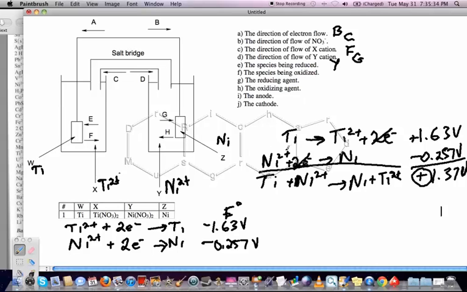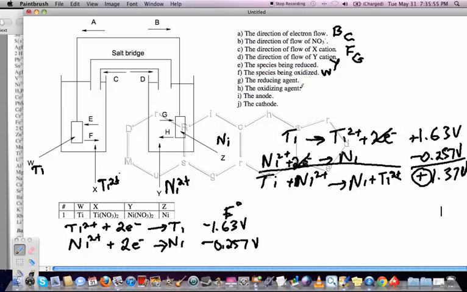Species being oxidized, that will be the one that's going up in charge, so this is going from 0 to 2, so it's being oxidized. The other thing is that it's losing electrons. Oxidation is loss of electrons. The electrons are on the product side, so it's going to be titanium, and titanium is W.